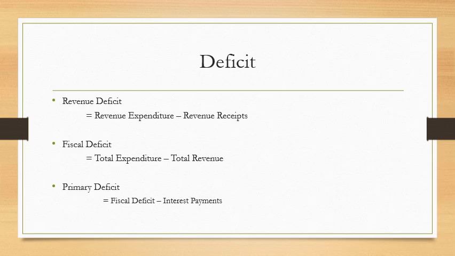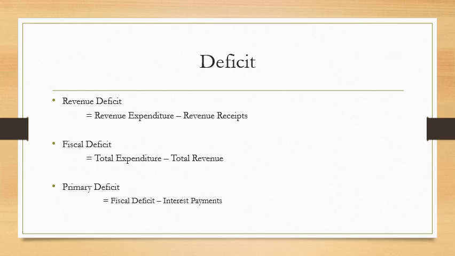Okay. So the first type of deficit is revenue deficit. When the government's revenue expenditure is in excess of its revenue receipts, it is called revenue deficit. If the government's total expenditure is in excess of total revenue, excluding the government's loans, it is called fiscal deficit.